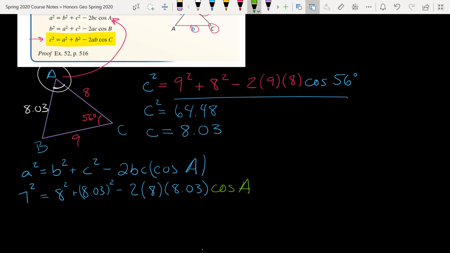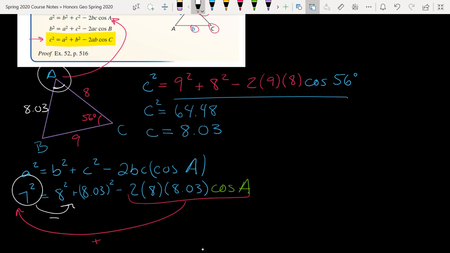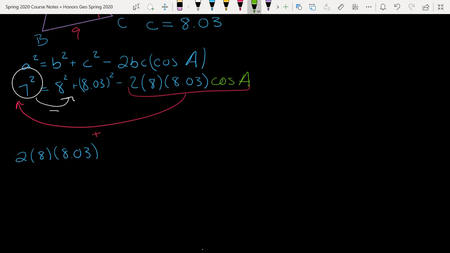Let's do some algebraic manipulation here and figure out what we can put into the calculator. To get the cosine of A by itself, I'm going to do a little trick. Let's move everything in this term over to the left-hand side by adding it there. That'll make all of that positive. Then, I'll take the 7 squared on this side and move it over here by subtracting it. That'll give us a positive coefficient on the cosine of A, which will make this a little bit easier for us to solve.